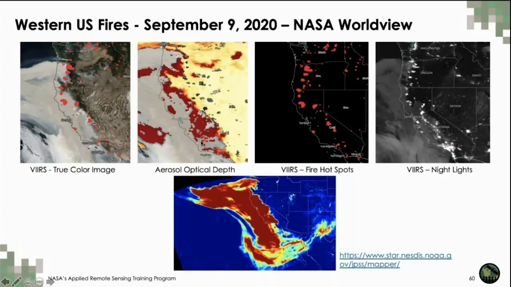The second one is the VIIRS aerosol optical depth. Again, the red color shows high values, and the orange and yellow color shows low values. It's a unitless quantity. You can see some of the smoke areas are not detected in the aerosol optical depth product, or the values are not retrieved. The hotspots alone are detected by VIIRS. You can see the clusters of fires. They are everywhere across California, several places in Oregon and Washington, and other places.